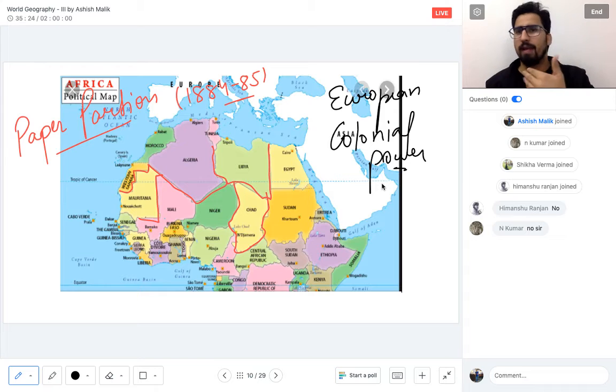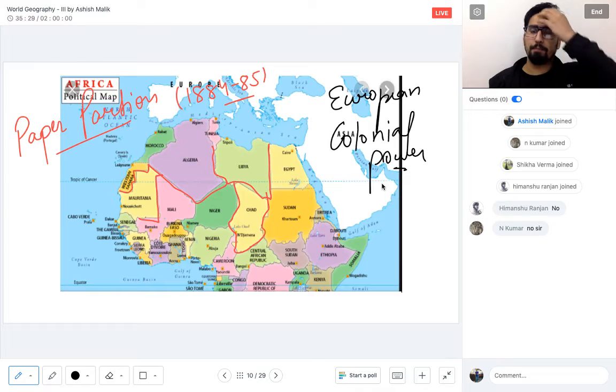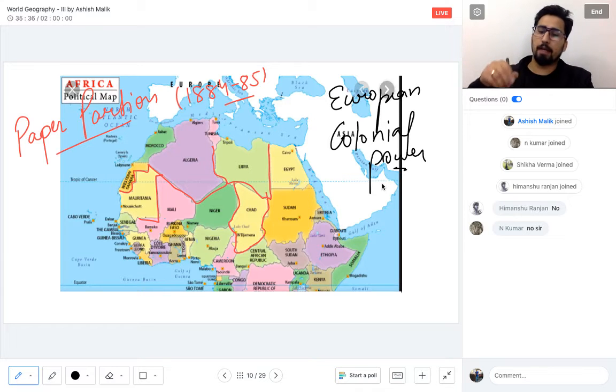They never cared about the tribes of Africa. They never cared about the people's relations with other places. They never cared about anything. Whatever suited them, they partitioned the entire continent of Africa on paper. This is how the paper partition happened, and that's why we have all these straight lines on the map of Africa. Understood? Because of the paper partition by the European colonial powers, we have these straight lines. Clear?